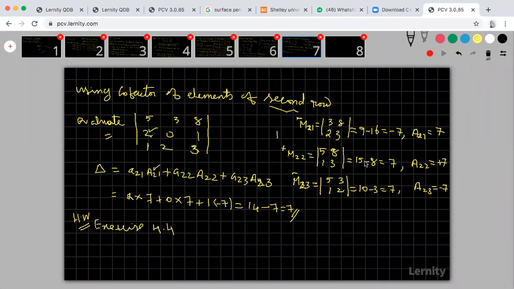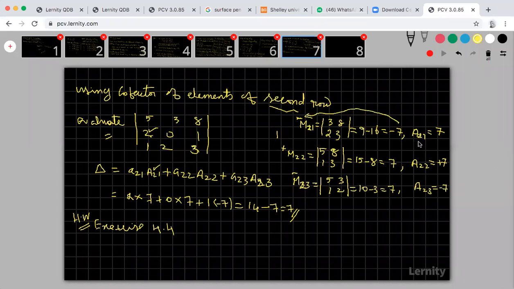That is 7. So therefore, come to the next, M23, this element's minor. So leave this column, leave this row. 5, 3, 1, 2. This is 5, 3, 1, 2. This is 10 minus 3, 7. So therefore, these are the minors, but I need cofactors. Here, look at that. I need cofactors A21, A22, A23, but I got minors. But cofactor is also very simple. If the sum 2 plus 1 is an odd number, then we get minus 1 to the power 2 plus 1, which is negative. Multiply this minor value by this negative.